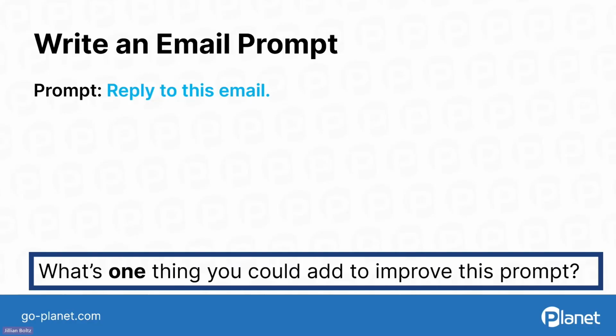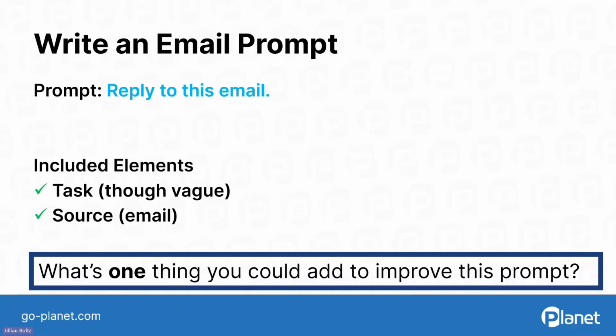Just taking this example one step further, again, starting with a very vague prompt, reply to this email. Think about what you might add to improve this prompt. Right now we have the task. You're going to generate an email and the source is going to be the original email that we're responding to. So there's some information in there, but it doesn't have any of our personal details in there.